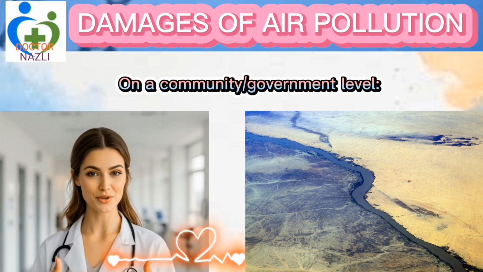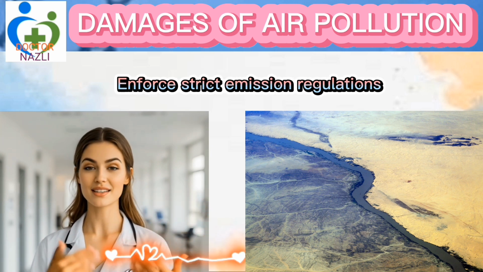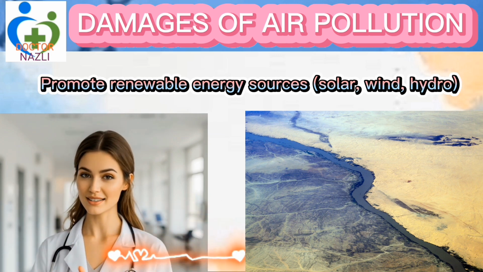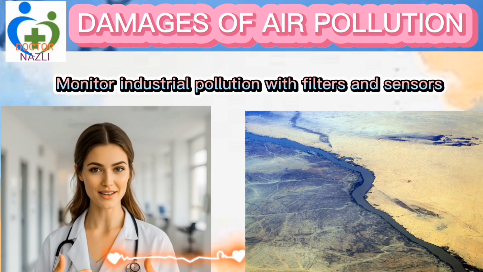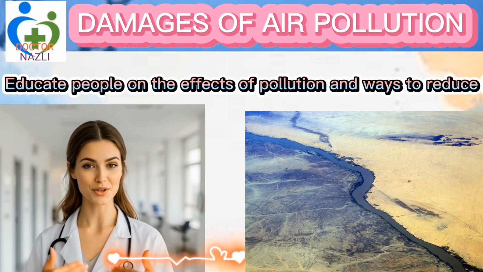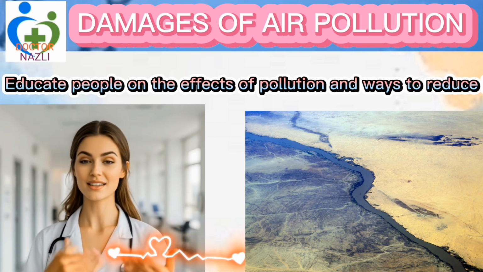On a community and government level, enforce strict emission regulations. Promote renewable energy sources: solar, wind, hydro. Monitor industrial pollution with filters and sensors. Educate people on the effects of pollution and ways to reduce it.